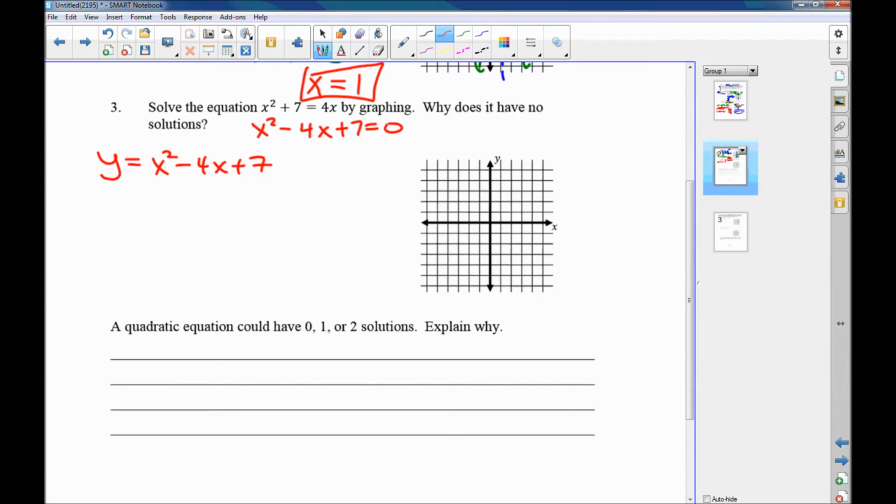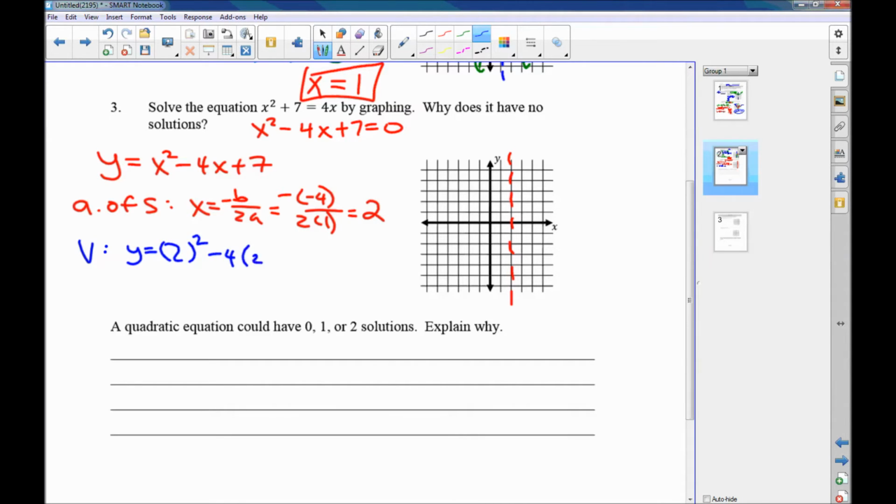All right, so one more time, axis of symmetry. That's x equals negative b over 2 times a. This is negative negative 4 over 2 times 1. So 4 over 2 is 2. So our axis of symmetry is at 2. Okay. And then we're going to plug that back in to get our vertex. So our vertex is going to be, let's see, y equals 2 squared minus 4 times 2 plus 7. So 4 minus 8 is negative 4. Plus 7 is 3. So our vertex is 2, 3.